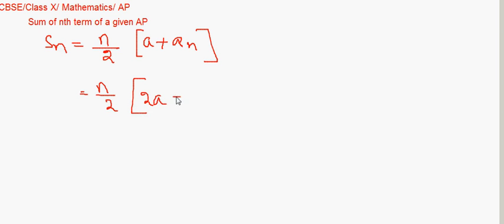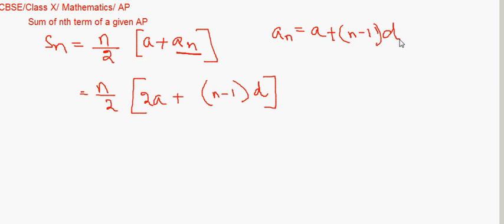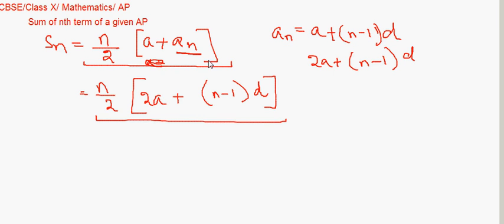(2a plus (n minus 1)d). Though both of them make the same understanding, if I replace an with the formula we know, an as a plus (n minus 1)d, and then I add it with a, I'll get 2a plus (n minus 1)d. So this can be substituted, or maybe this. The first formula can be used when you know the nth term, and the second when you don't know the same.